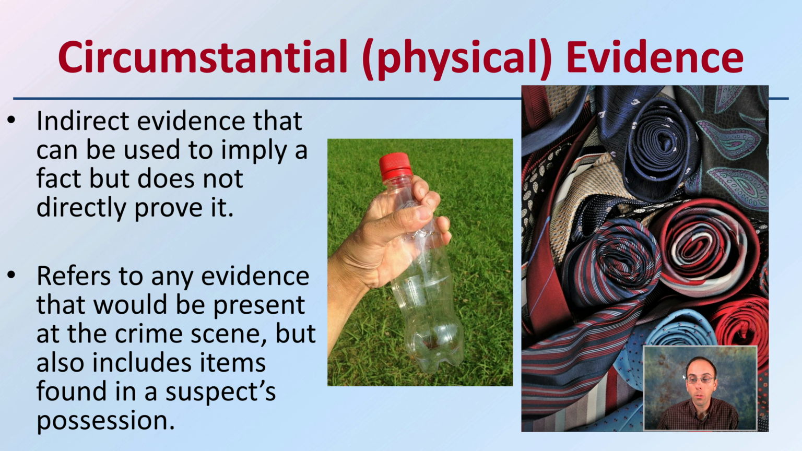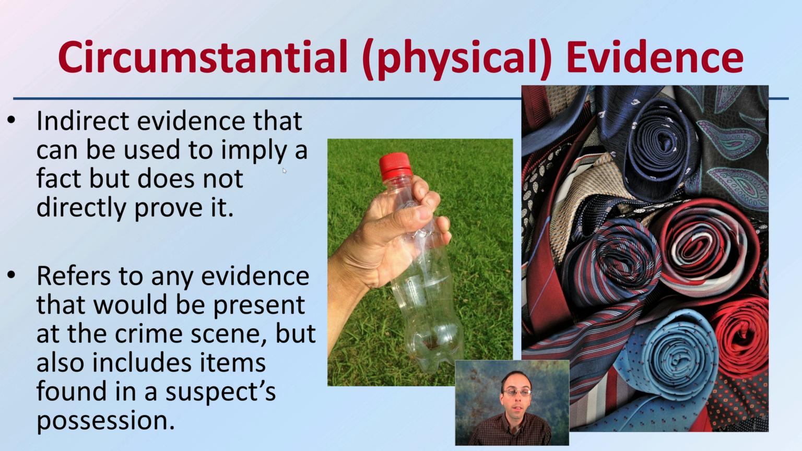Now, circumstantial or physical evidence is indirect evidence that can be used to imply a fact but does not directly prove it. It refers to any evidence that would be present at the crime scene but also includes items found in the suspect's possession. So just because it wasn't found directly at the crime scene, it may be necessary to investigate and use that because it may show or tell a better story to be able to determine the full idea of what had happened at the crime scene.